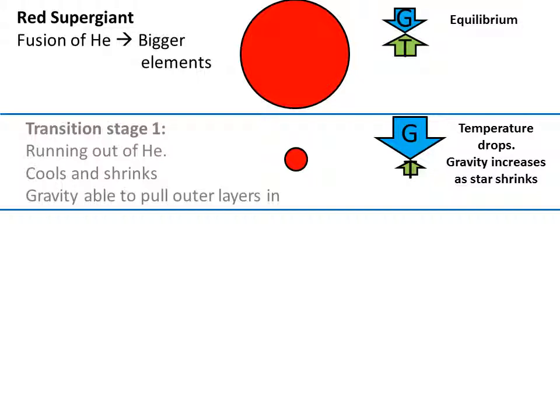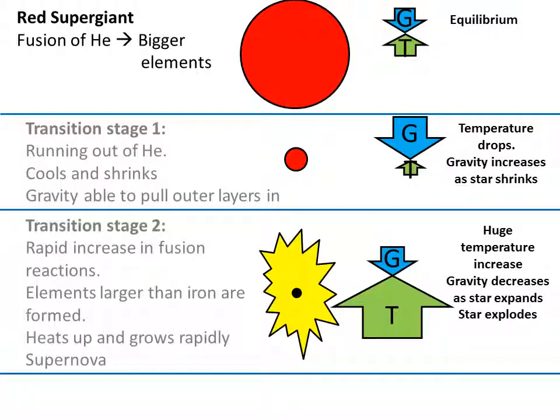Gravity is much bigger now, so it's able to pull the outer layers in. This whole star starts to collapse in on itself and accelerates. All the particles are accelerating, gaining kinetic energy as they head towards each other. What happens then is we get a huge increase in fusion reactions. Some of the elements being fused are larger now than iron, and we get a massive, rapid increase in temperature.